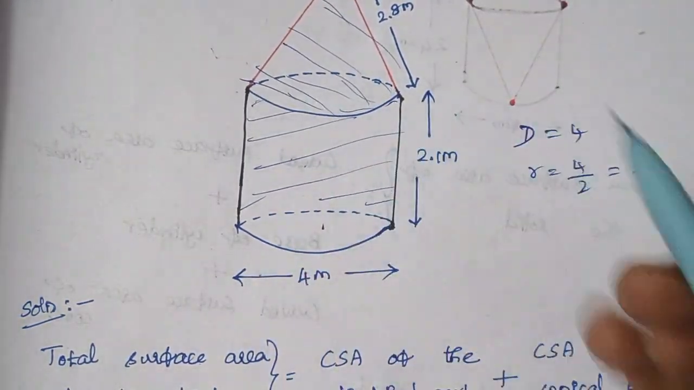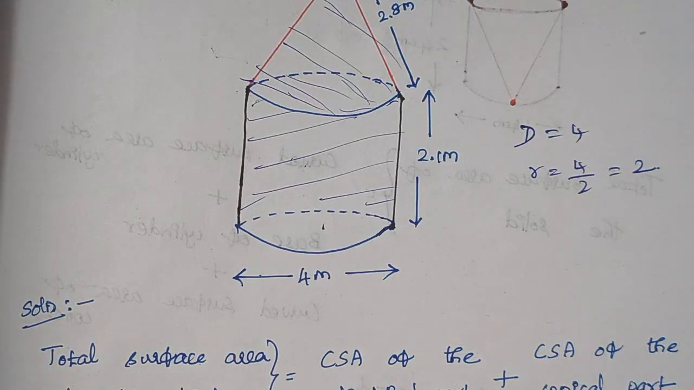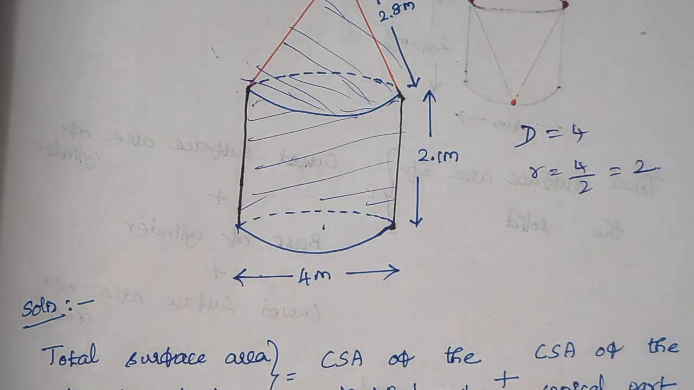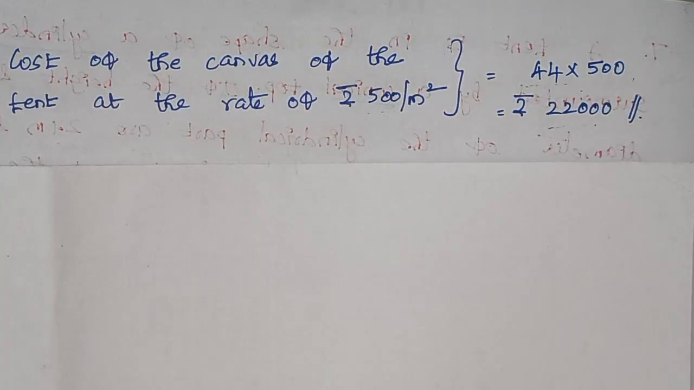So finally we have calculated the total area, and we have calculated the amount we need for the canvas. So this is the final answer. Here we come up with 22,000 rupees.